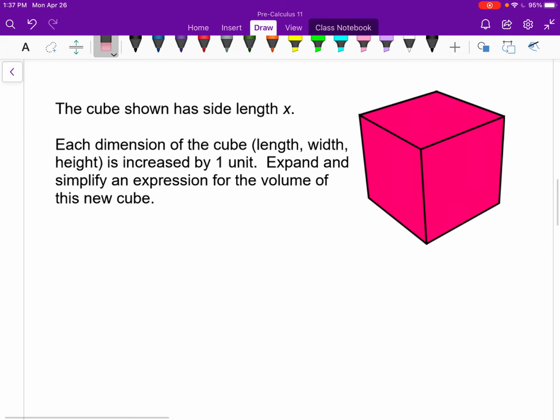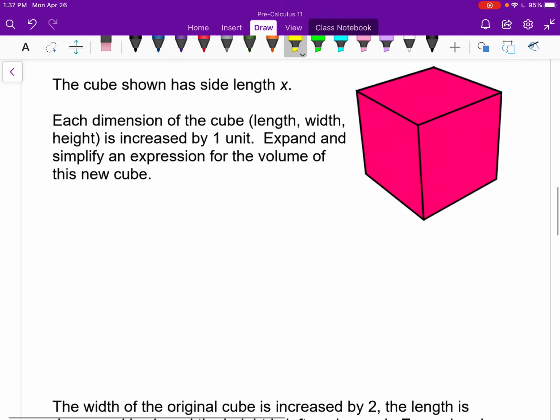So here I have a cube. It's a nice shape, nice and simple. And each side is length x. So that means that is x, that is x, that is x. Everything is x because it's a cube. It's all the same.